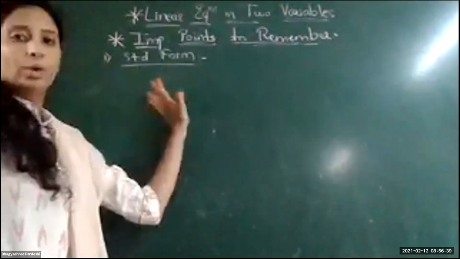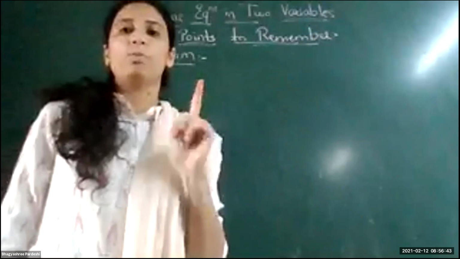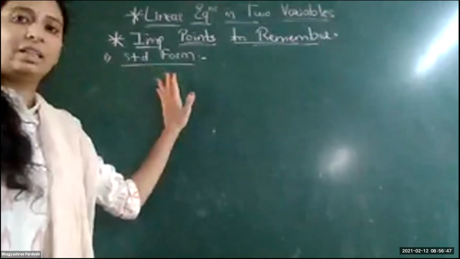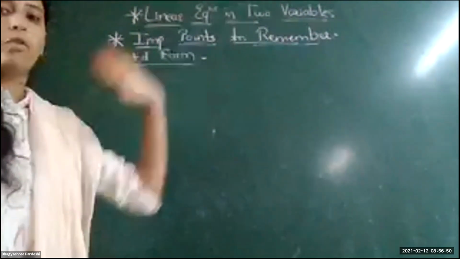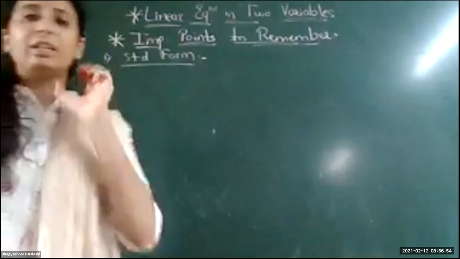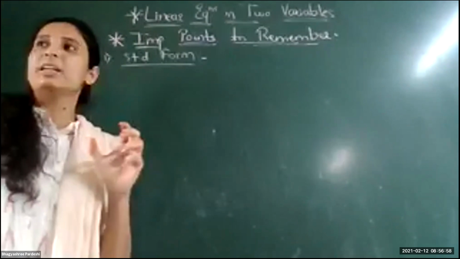So, linear equation in two variables. What are the important points? The first and most important point is the standard form. Like in the quadratic equation, we have seen that the standard form is the first important thing. The same is true for the linear equation. Can anyone tell me what is the standard form of a linear equation? Yes, anyone?